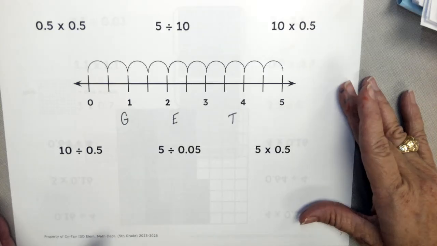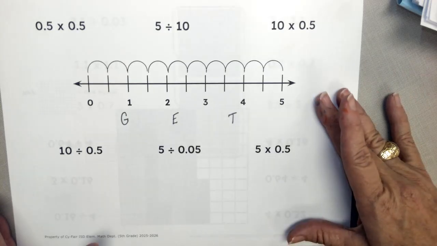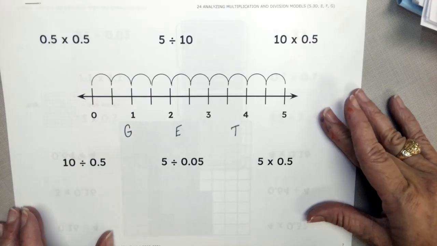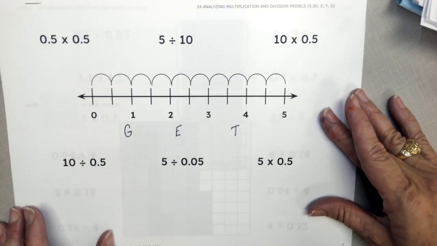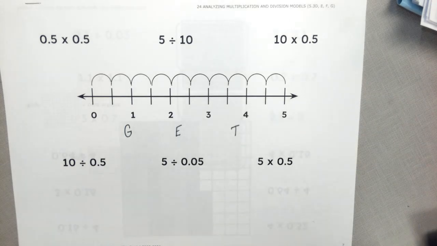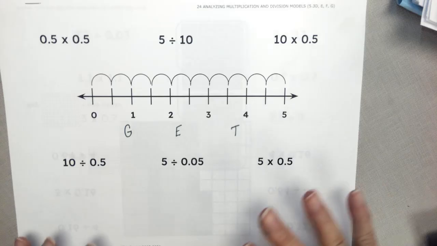So I'm going to go ahead and get started with this one only because we did not look at any on the number line yesterday. And some of you may be thinking about how can I interpret this model. So number lines are considered a model that we talk about in 5th grade.